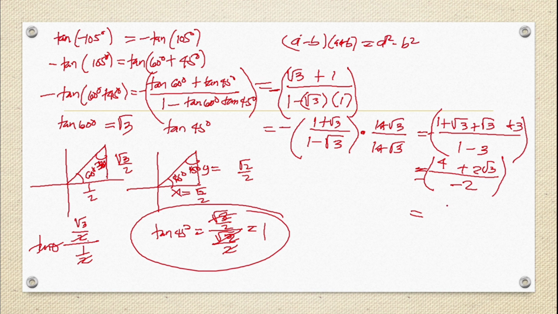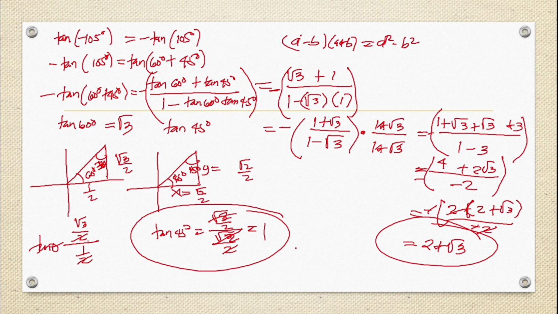So we have here, we could factor. So negative 2 times the quantity 2 plus the square root of 3 over negative 2. Cancel this part and cancel the negative. So therefore, the remaining is 2 plus the square root of 3. So this is the answer for tangent negative 105 degrees. Alright, so we are done with number 2.